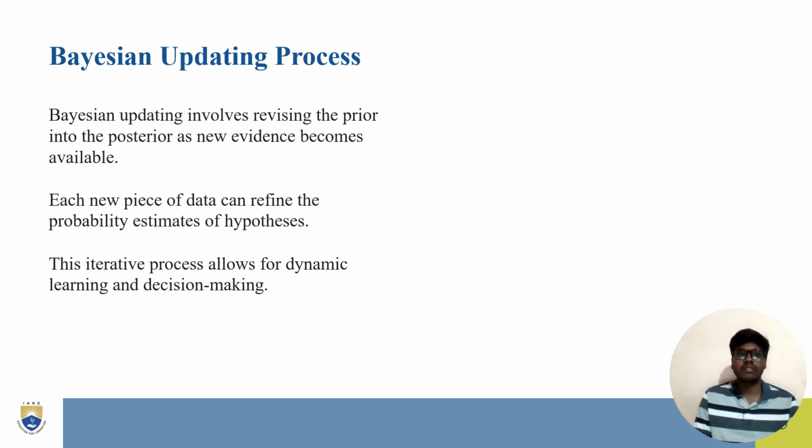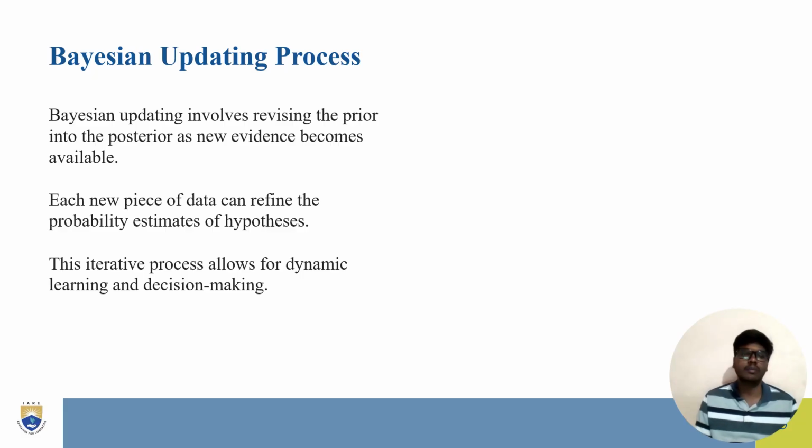Bayesian updating process. Bayesian updating involves revising the prior into the posterior as new evidence becomes available. Each new piece of data can refine the probability estimates of a hypothesis. This iterative process allows for dynamic learning and decision making.